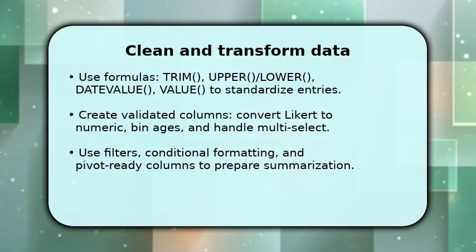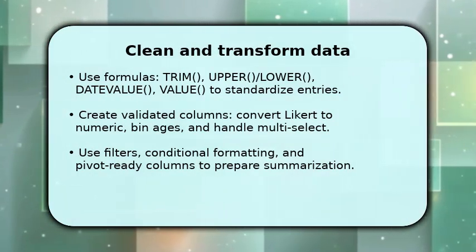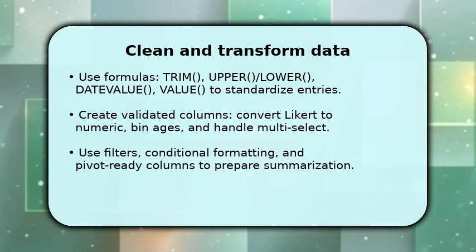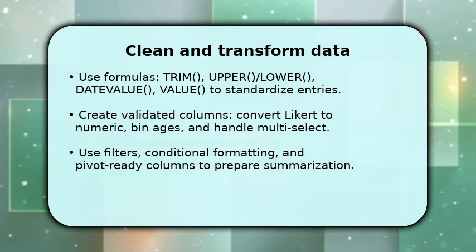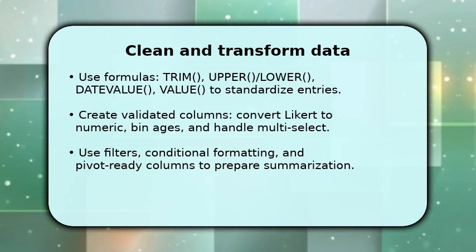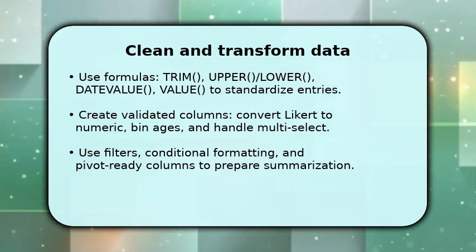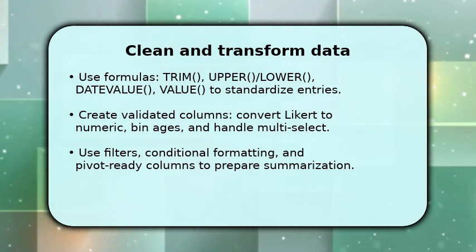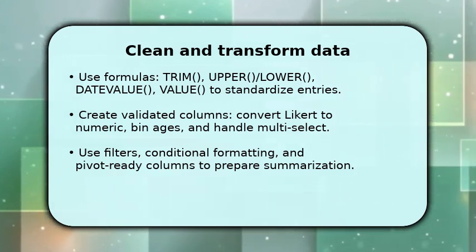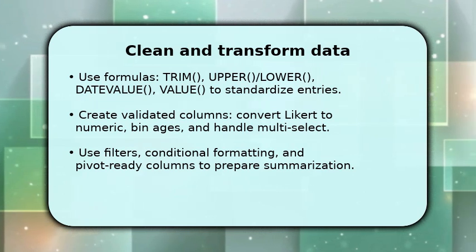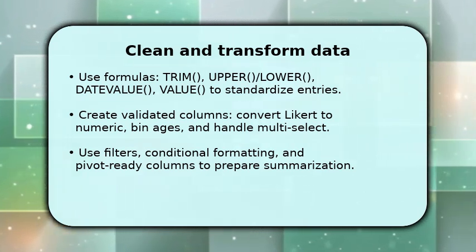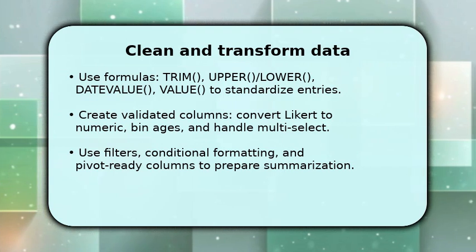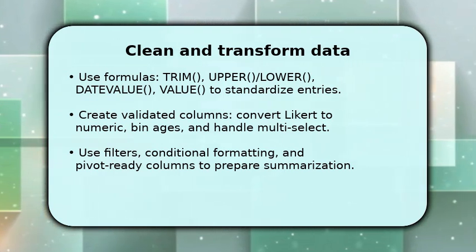Now focus on transforming messy entries into analysis-ready values. Apply trim and lower to text, date value for dates, and value for numeric strings so calculations work. Once those conversions are complete, map categorical answers to numbers. For example, convert a 5-point Likert into 1-5, and bin continuous variables like ages into groups. Also split multi-select answers into separate flag columns.